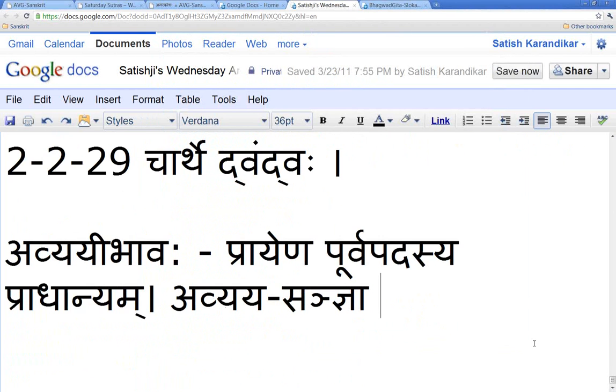And not only that, they will also have the Napumsakalingam. This is also confusing.